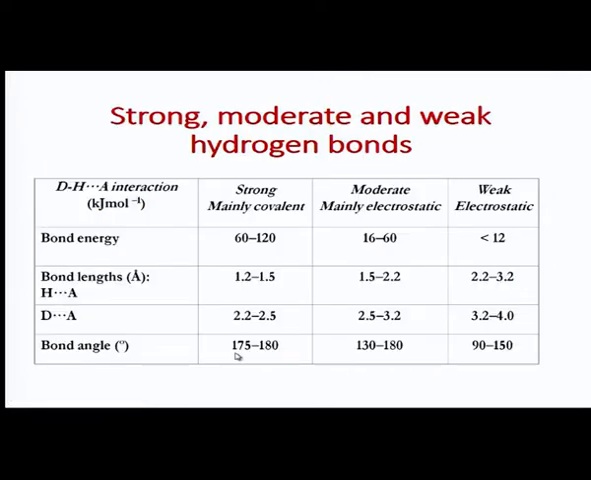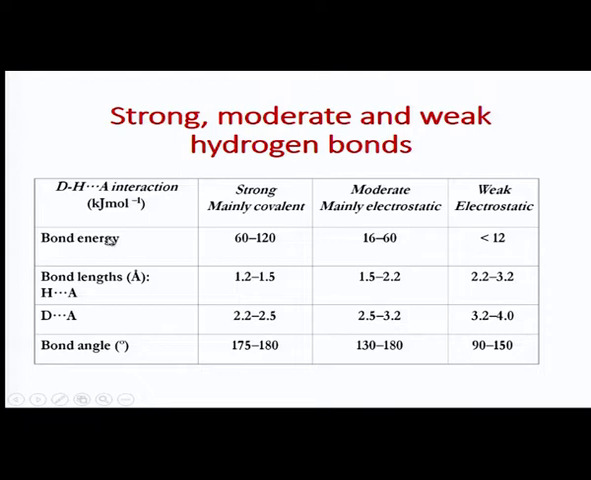So, this table details strong, moderate and weak hydrogen bonds in terms of the bond energy, bond length, namely the hydrogen to non-bonded acceptor distance and the donor to non-bonded acceptor distance, and also the bond angle at the hydrogen atom. Now, these energies are given in kilojoules per mole, and lengths are given in angstrom. You call it a strong hydrogen bond, it is mainly covalent.